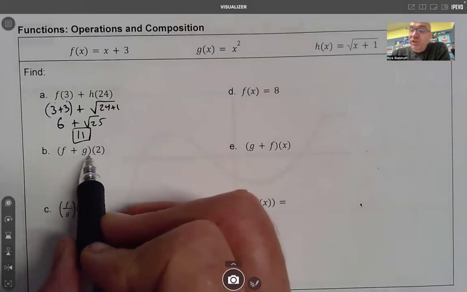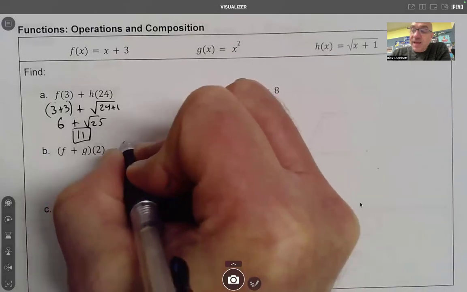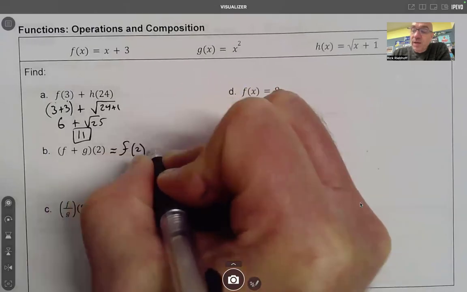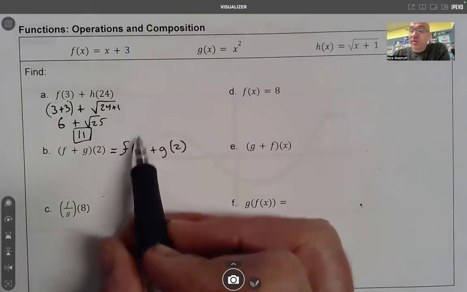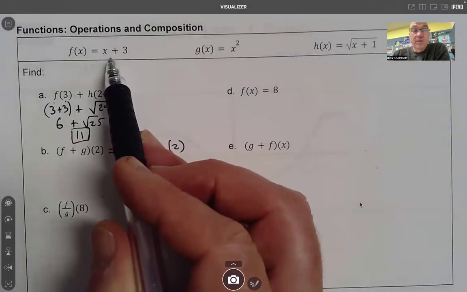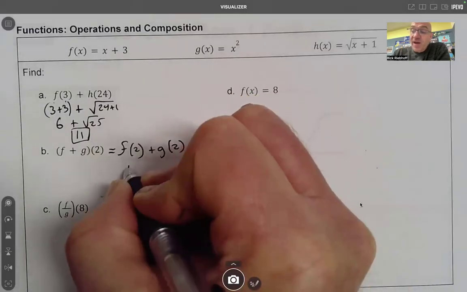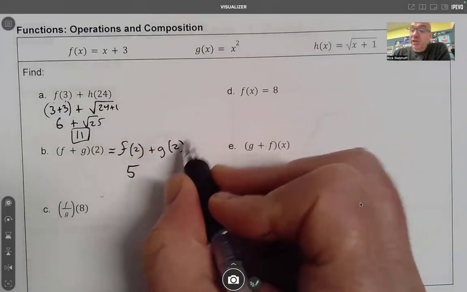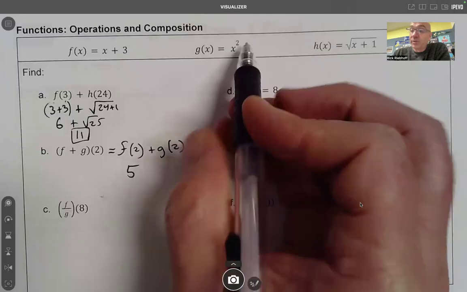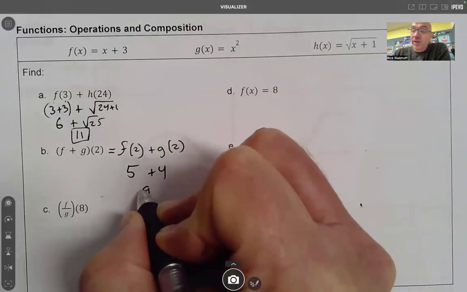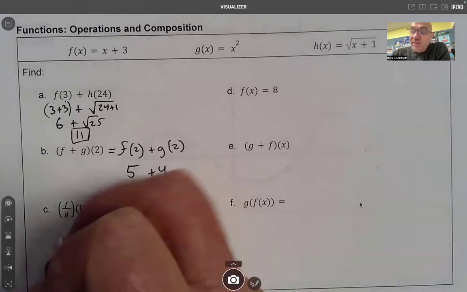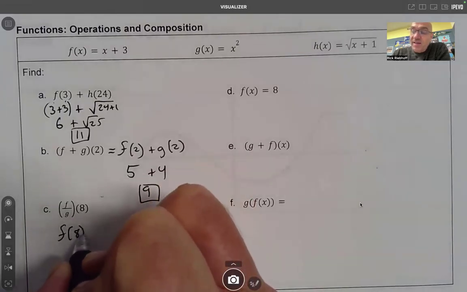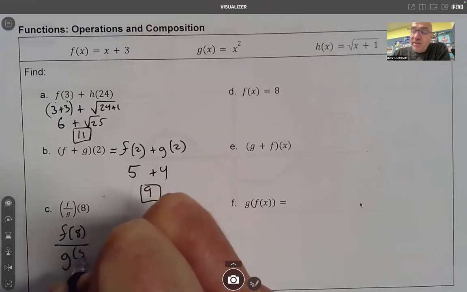F plus G of 2 is the same thing as F of 2 plus G of 2. So this means just take your F machine and plug in 2. 2 plus 3, that's going to be 5. This says take your G machine and plug in 2. That's going to be 4. So that's going to be 9. Easy peasy, right?